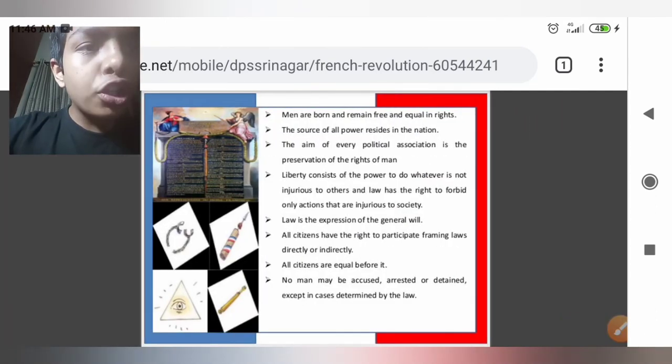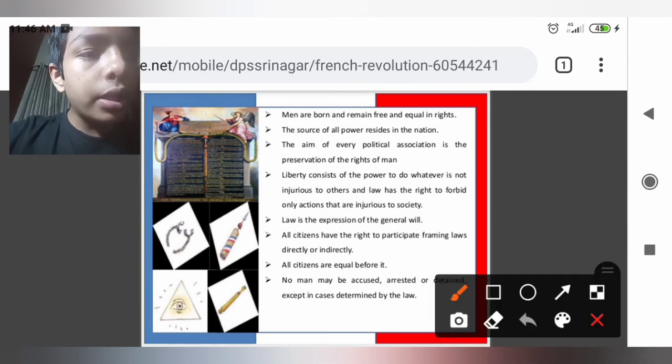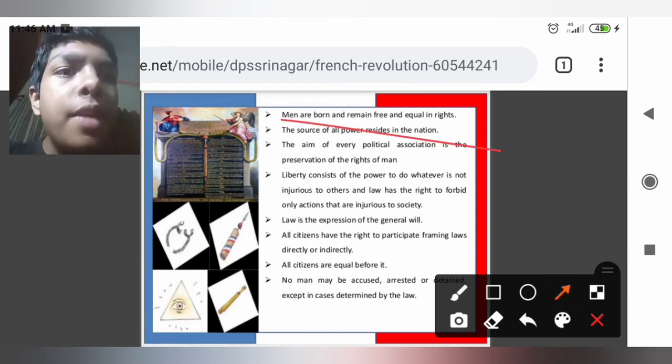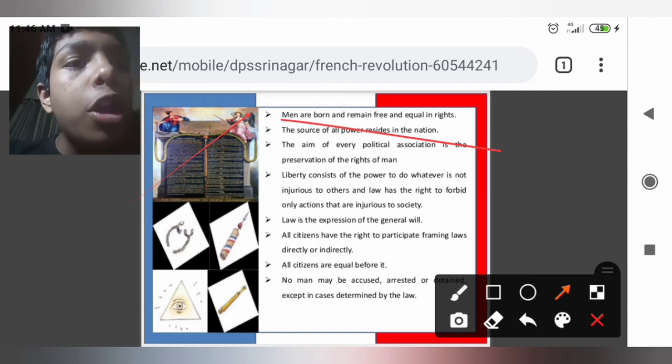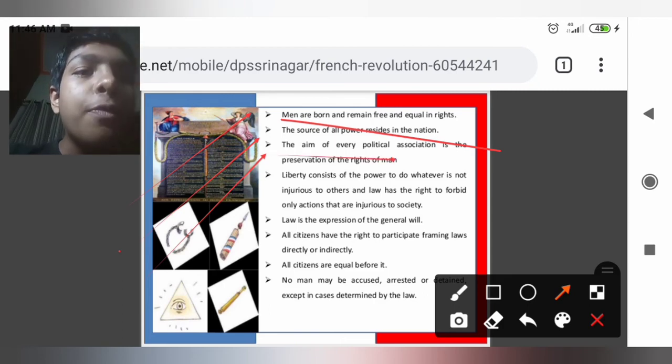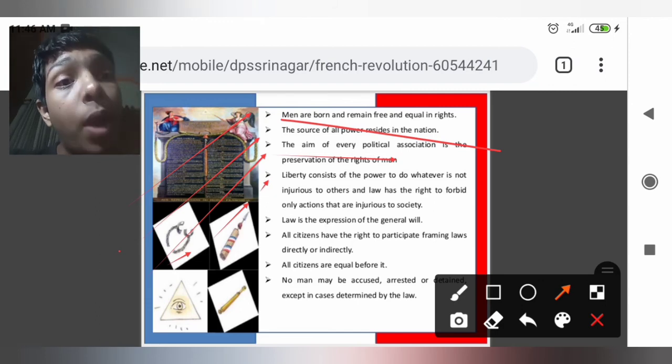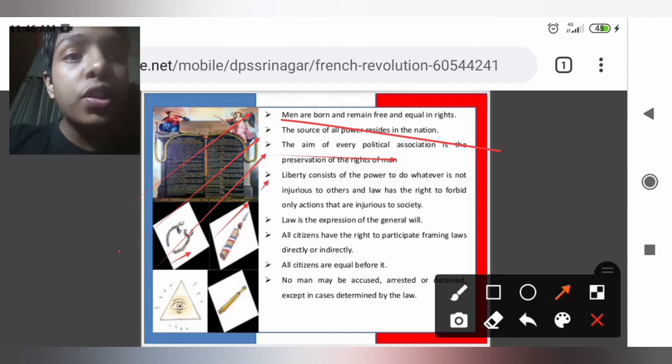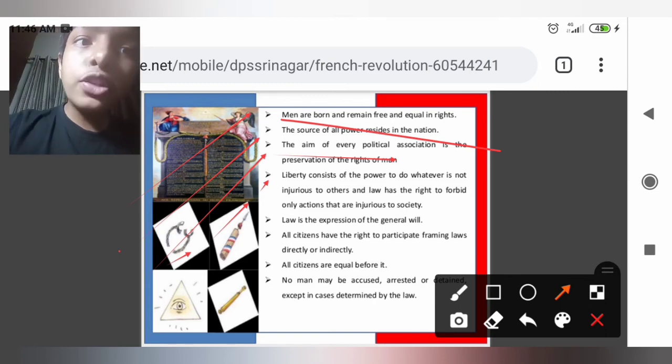Now, Declaration of Rights. Okay, so men are born and remain free and equal in rights. Then the source of all sovereignty resides in the nation. The aim of every political association is the preservation of the rights of man. Liberty consists of the power to do whatever is not injurious to others. Law has the right to forbid only actions that are injurious to society.